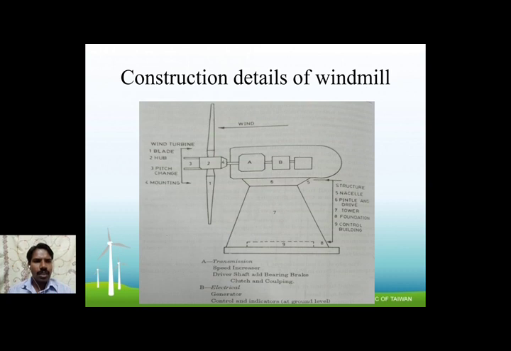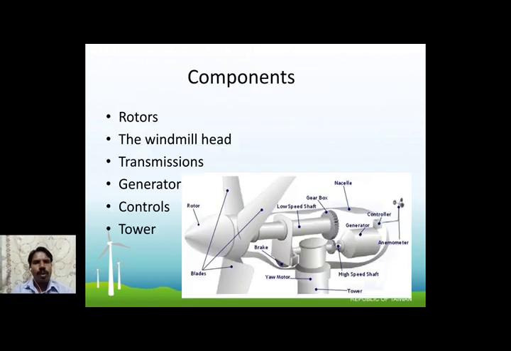The bottom side is the structure. It should provide strong support at the top of the product. The main components are the rotor, windmill head, transmission, control and tower.